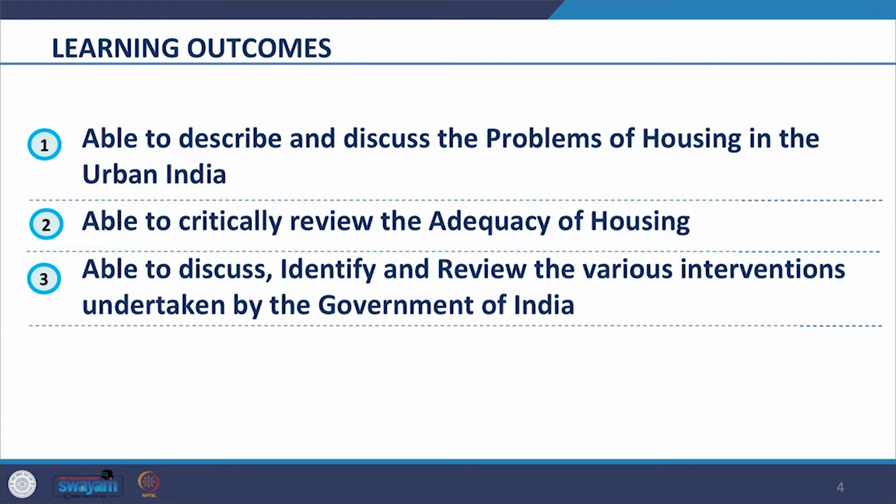So, the learning outcomes expected from you include, after completing this course, you should be able to describe and discuss the problems of housing in urban India. You should be able to critically review the adequacy of housing, what adequate housing means, and in which state we are. Further, you should be able to discuss, identify, and review various interventions undertaken by the Government of India.